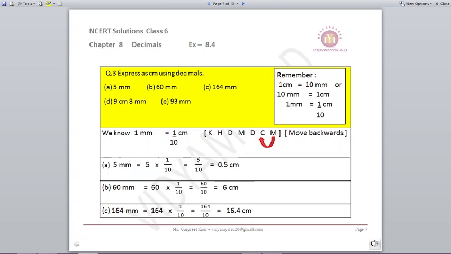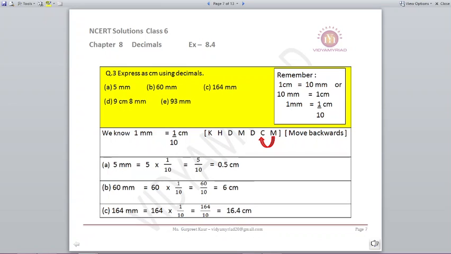B part, 60 mm. 60 mm means 1 mm is 1 upon 10. So 60 mm is 60 multiplied by 1 upon 10, which is 60 upon 10. 0 gets cancelled. It remains 6 centimeters. Then 164 mm. 164 multiplied by 1 upon 10.